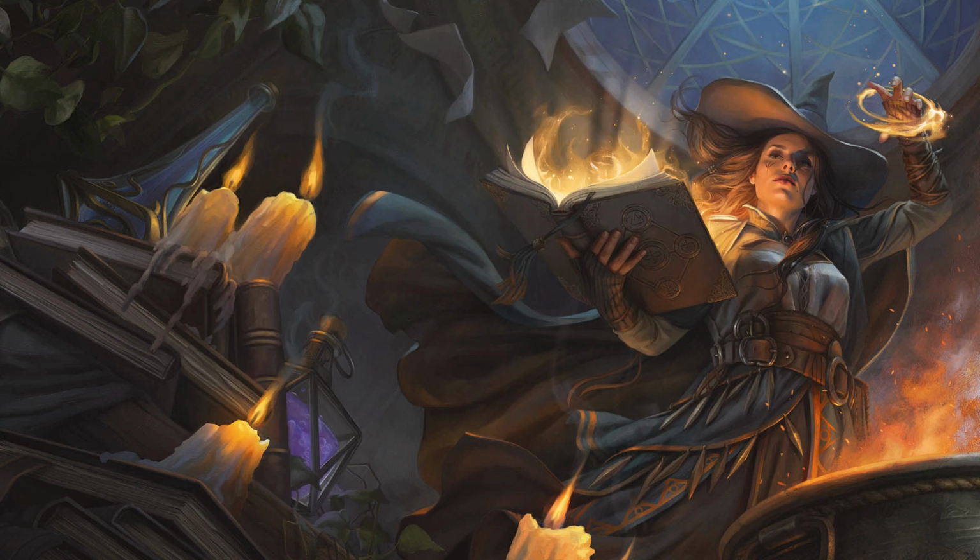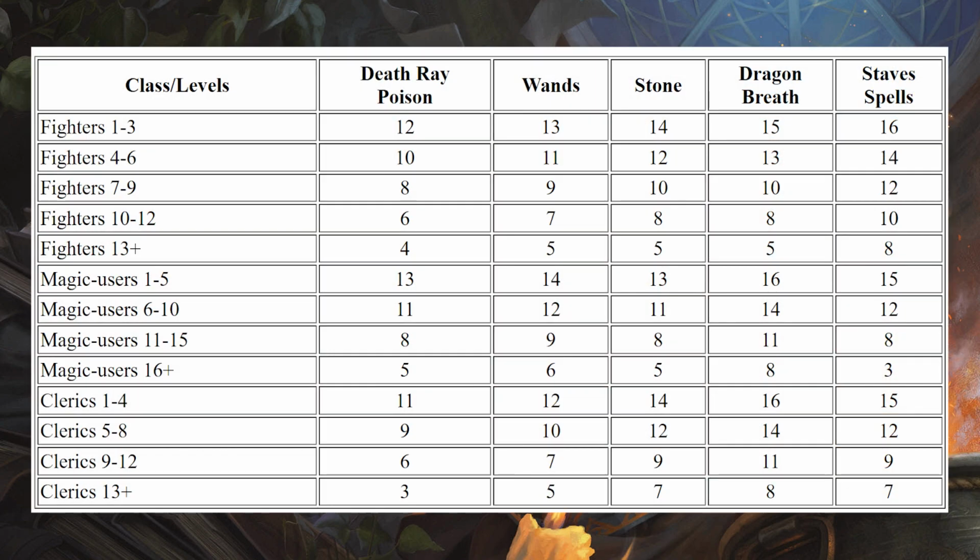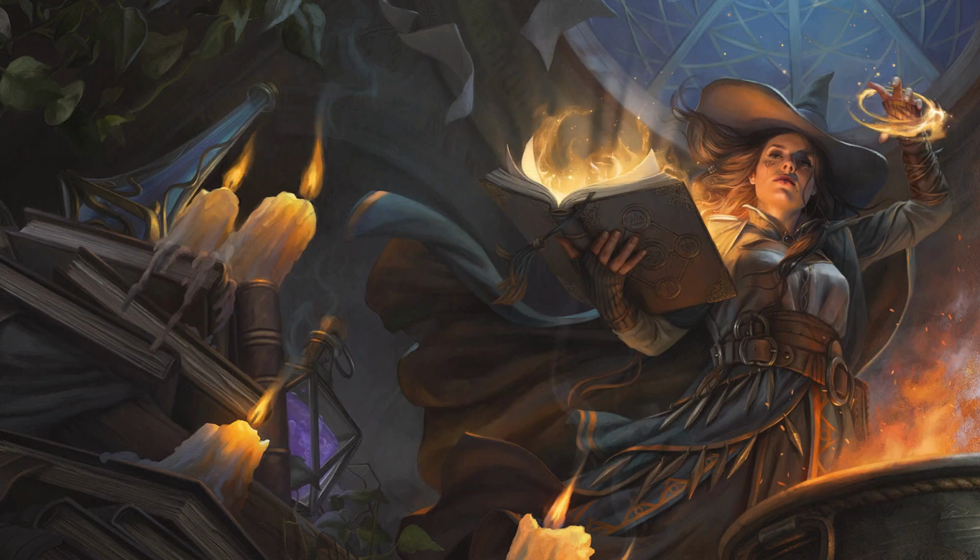Saving throws also work very differently in the original game, having players reference a static table for only a select few saves. As characters would level, the number that they would need to exceed to successfully save would decrease, indicating that it becomes easier. Interestingly, Magic Users consistently have the worst save against wands at every level band compared to other classes.